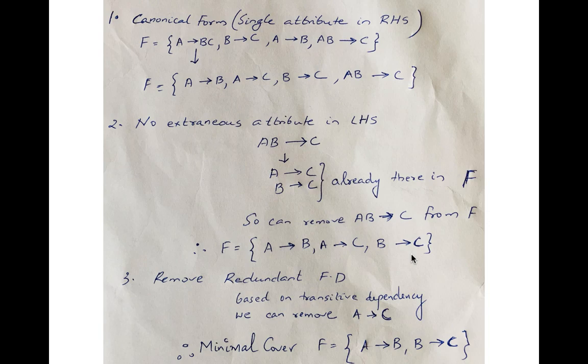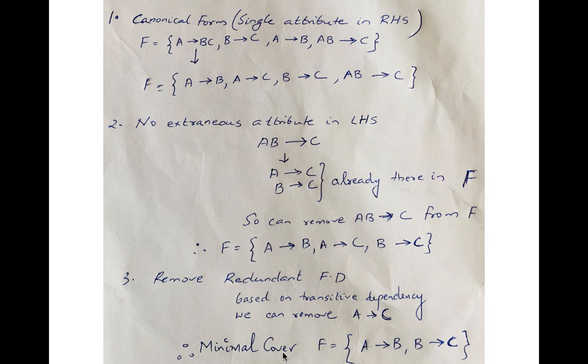The third step is removing the redundant dependency, and redundant dependency usually arises from transitive dependency. We need to see whether any transitive dependency exists over here. A gives C can be removed. A gives B is there and B gives C is there. So from A gives B and B gives C, we can derive A gives C. So we can actually remove A gives C. The other two, that is A gives B and B gives C, would be left in F.